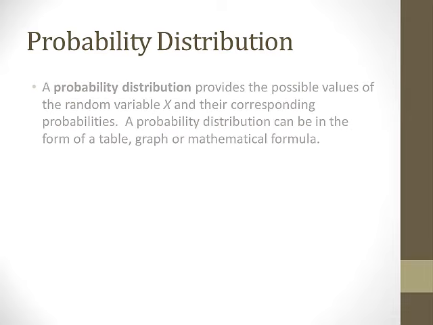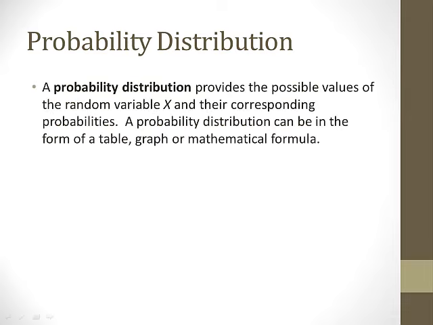So probability distributions. The distribution provides the possible values of the random variable. It's going to give them all. It can be in the form of a table, a graph, or other formula. And here we're pretty much going to be looking at it in the form of a table, and then I may have you graph these.